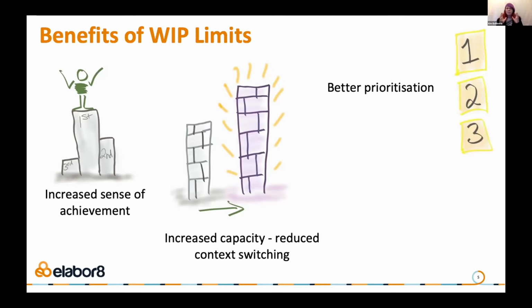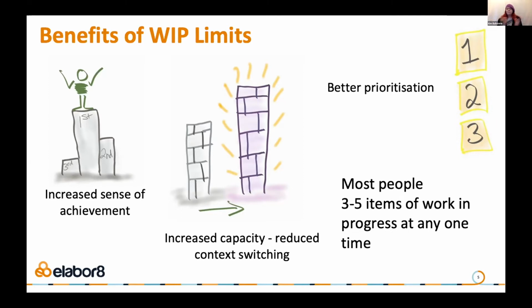If you've only got a small limit of work in progress items, you get pretty selective and you get better at selecting what should go into that mixture of work. Now, most humans can handle between 3 and 5 items of work in progress at any one point in time. So if you're just starting with a WIP limit for personal Kanban, pick a number between 3 and 5 and see how you go.